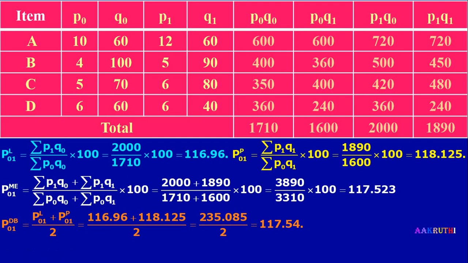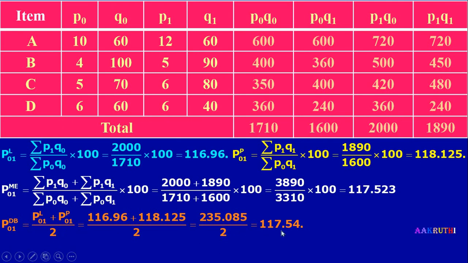So next we calculate the Drobisch-Bowley price index number. The Drobisch-Bowley price index number is the arithmetic mean of the Laspeyres and Paasche's price index numbers. So it is P01L plus P01P divided by 2. So it is 116.96 plus 118.125 divided by 2. So it is 235.085 divided by 2. It is 117.54. So when we have the Laspeyres and Paasche's price index numbers, we can directly calculate the Drobisch-Bowley price index number by taking the average of these two.